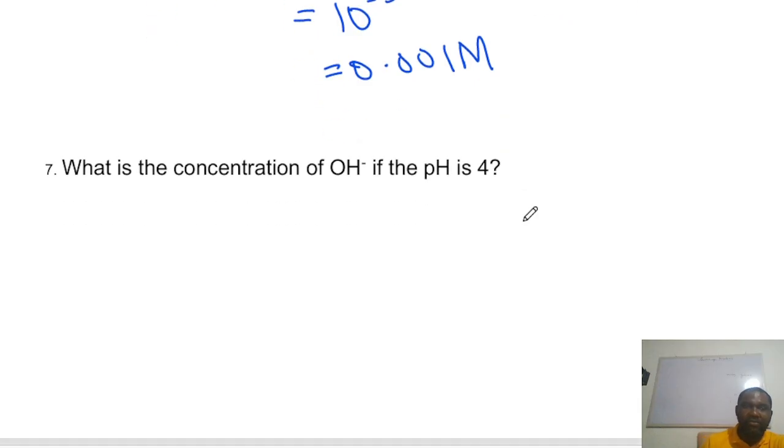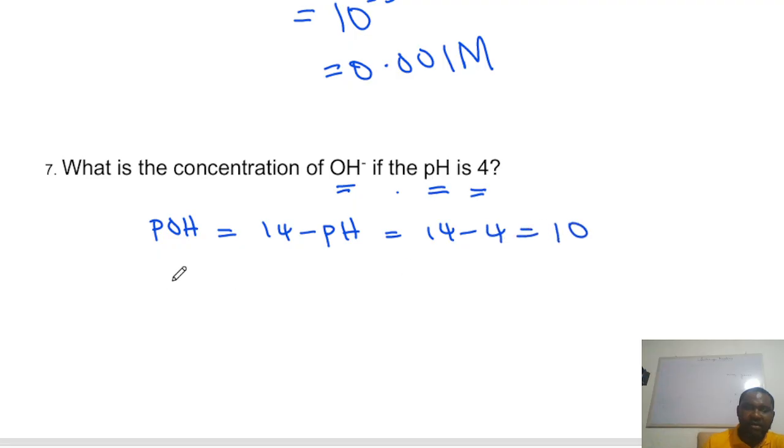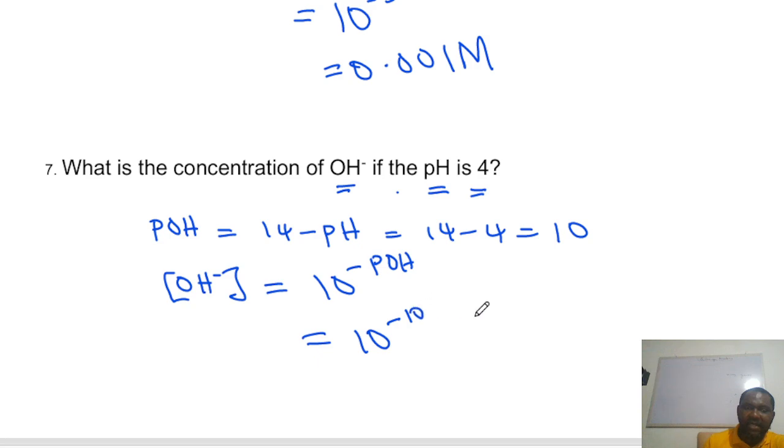And we have the last question here. It says, what is the concentration of hydroxide ion if the pH is 4? Okay, so we want to find the concentration of hydroxide ion, but we are given pH. So maybe I should find pOH. pOH is 14 minus pH. That means 14 minus 4, which is equal to 10. Then I can find the hydroxide ion concentration, which is equal to 10 raised to power minus pOH. And that would be 10 raised to power minus 10 molar. That is the answer to that question.